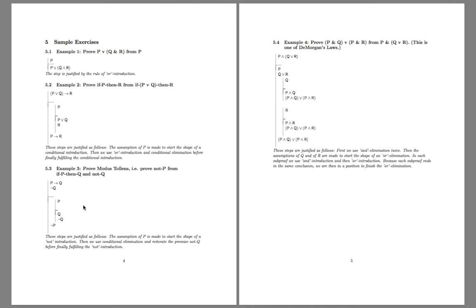A couple more here. This one asks us to prove the important rule of modus tollens. Modus tollens says that if we have P arrow Q and not Q, then we are entitled to not P. Okay? But this rule admits of proof, given the rules that we've just outlined. And in fact, it's pretty straightforward. The only bit of novelty comes from the insight that we need to assume P.